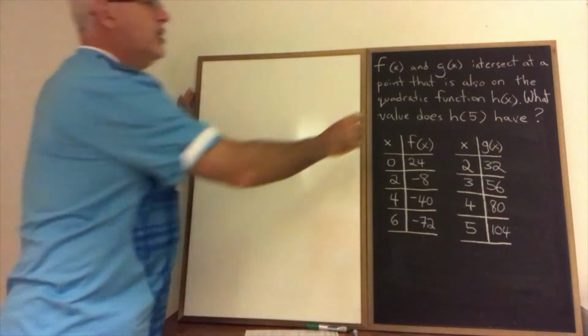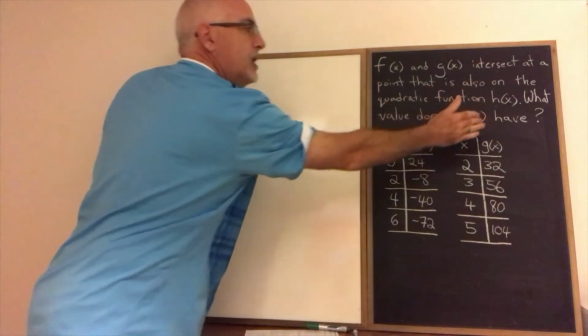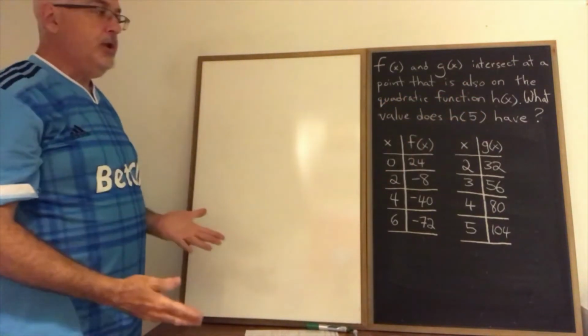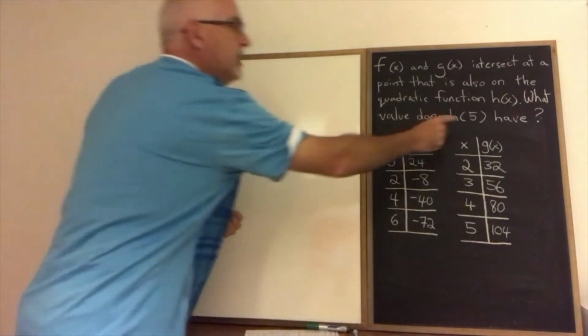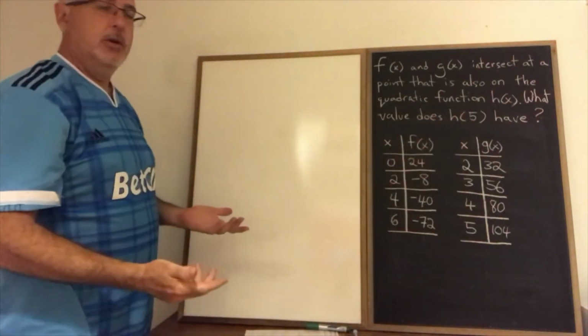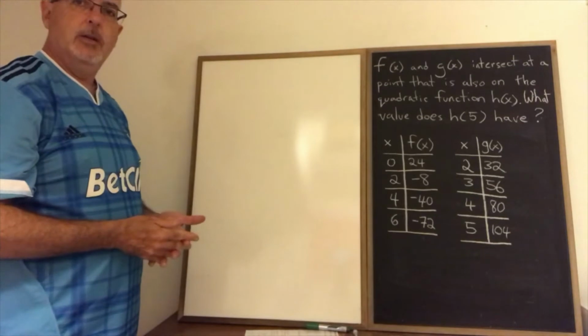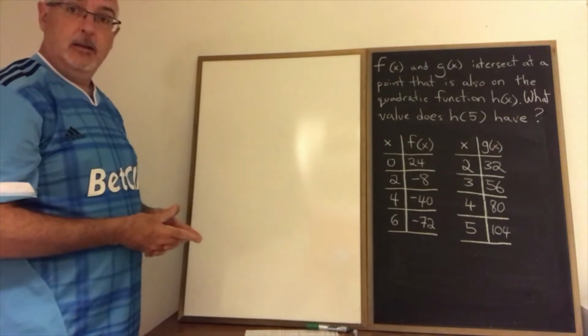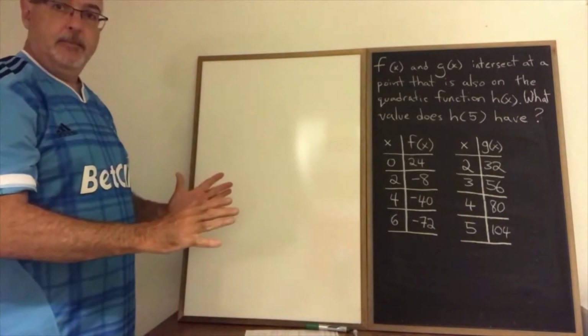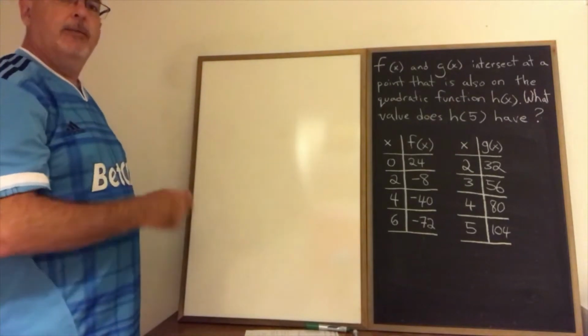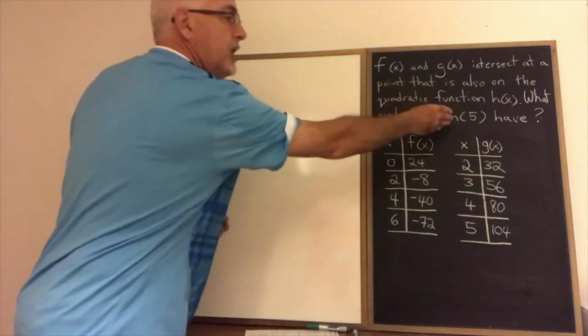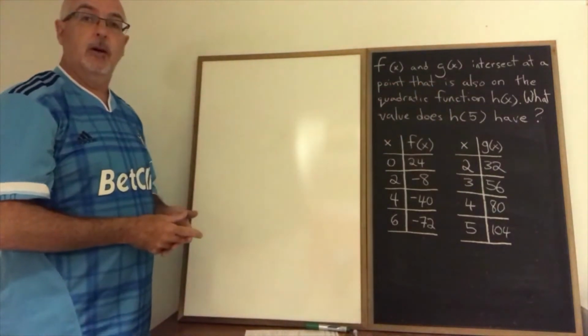So there is an unknown quadratic function. It's called h of x. If I knew its equation, all I would have to do is plug x equals 5 into that equation, and I would be able to answer the final question. That would be really fast, but I'm not there yet. This is a task. I have to do some work to get to the point of being able to plug x equals 5 into an equation.